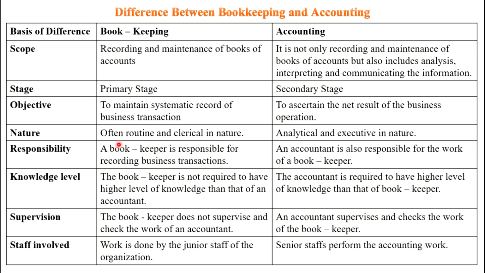Nature: bookkeeping is often routine and clerical in nature. Accounting is analytical and executive in nature. Responsibility: a bookkeeper is responsible for the bookkeeping activity. Accountant is responsible for the work of bookkeeper. Knowledge level: bookkeeper is not required to have a higher level of knowledge than that of an accountant. But accountant is required to have a higher level of knowledge than that of bookkeeper. Supervision: the bookkeeper does not supervise and check the work of accountant. An accountant supervises and checks the work of the bookkeeper.